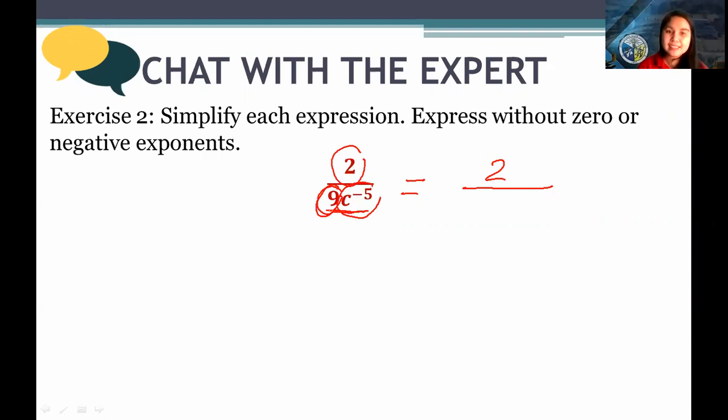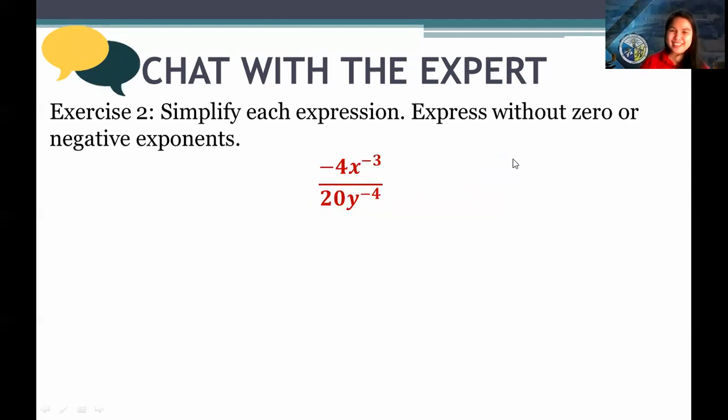So 9 does not have a negative exponent. It stays. The variable c has a negative exponent. Transfer up. So c to the 5th power. Very good. Then here, ready? Go. In the chat box.